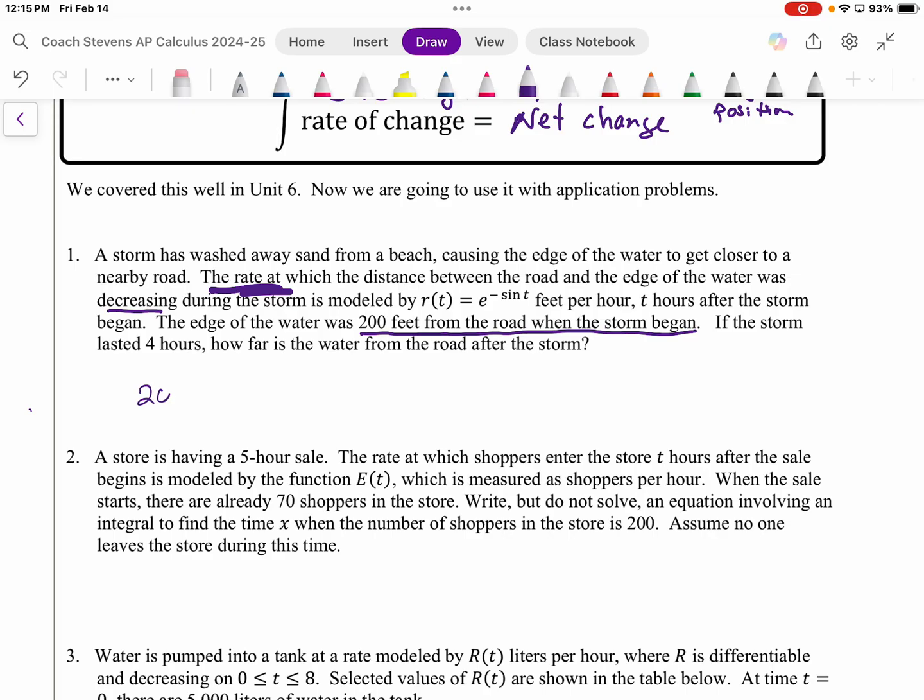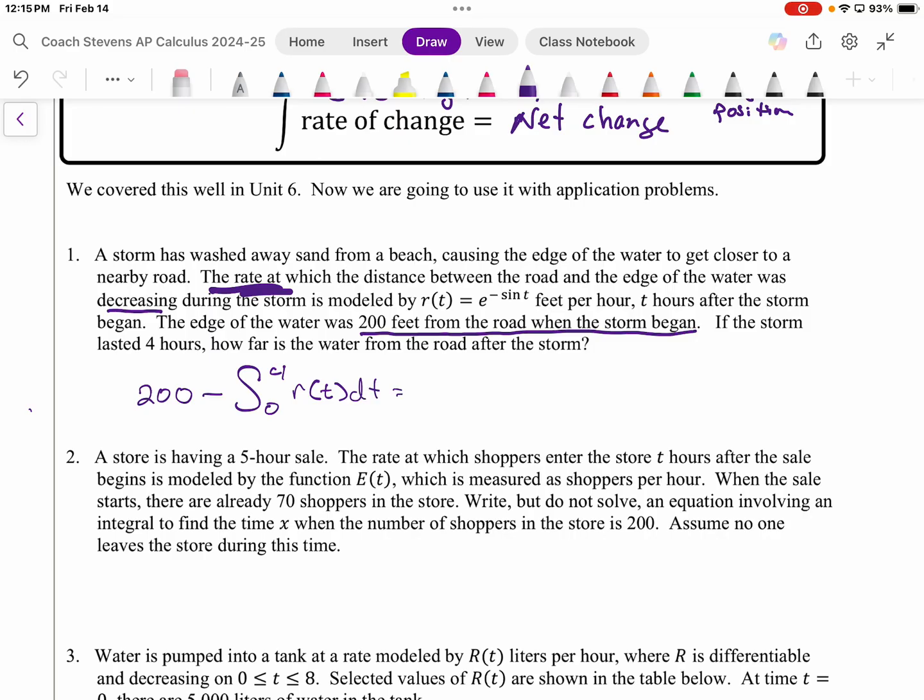Sweet. We started at 200 at the beginning of the storm. Now, here's where we got to be careful. The distance between the road and the edge of the water is decreasing. So should I be putting a minus sign or a plus sign next? Because right now, before the storm started, it was 200 feet between the two things. But as the storm progresses, the distance between the two are decreasing. So that means I need to put a minus sign between the 200 and my integral. And so my integral will be from 0 to 4 hours of r of t dt.